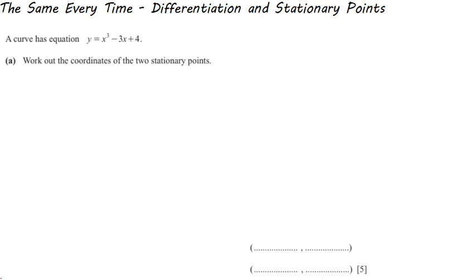We're looking at differentiation and stationary points. And straight into this one: a curve has equation y equals x cubed minus 3x plus 4. Work out the coordinates of the two stationary points.